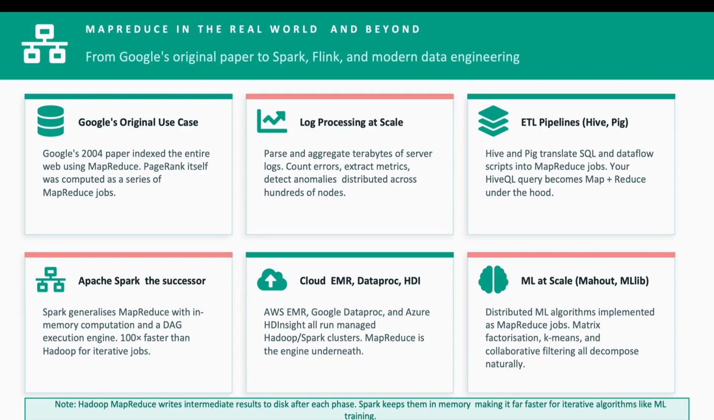So we have cloud managed services: AWS EMR, Google Dataproc, and Azure HDInsight, all run managed Hadoop and Spark clusters. ML at scale with Mahout and MLlib: matrix factorization for recommendation, k-means clustering, and collaborative filtering, all decompose naturally into MapReduce jobs. MLlib, Spark implements these as distributed RDD transformations.